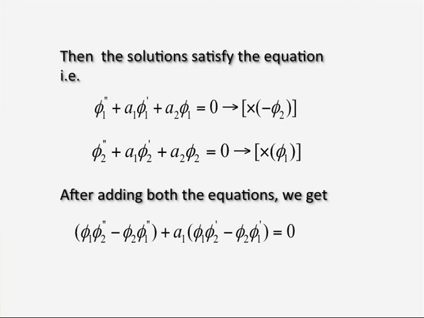The first equation is multiplied by minus phi 2 and the second equation is multiplied by phi 1. After doing this, we have to add both equations. Then we have phi 1 phi 2 double dash minus phi 2 phi 1 double dash plus a1 into phi 1 phi 2 dash minus phi 2 phi 1 dash is equal to 0. We know that phi 1 phi 2 dash minus phi 2 phi 1 dash is nothing but the Wronskian of phi 1 and phi 2. It is denoted by capital W.